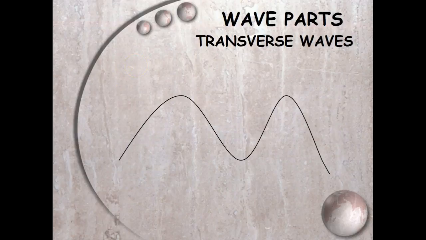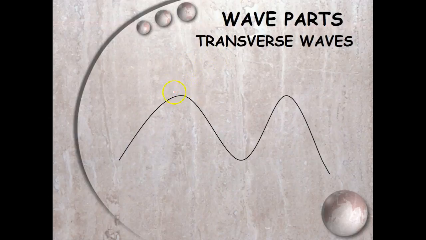So we talked about waves yesterday, and we know that there are different types of waves out there. Today we're going to talk about what a wave is made up of. What are the different parts of a wave? And today we're going to focus mostly on transverse waves. We'll mention compressional waves, but today we're going to talk about the parts of transverse waves.